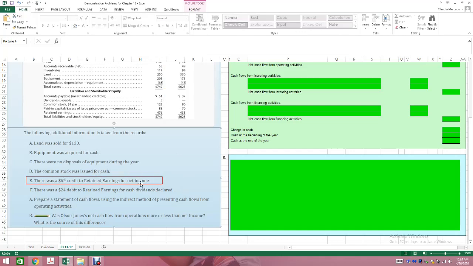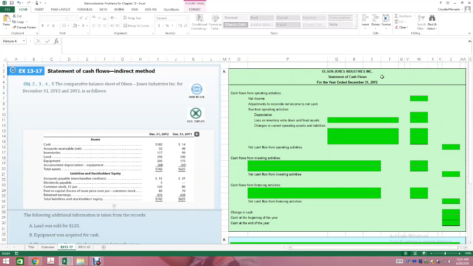So what does that mean? That means that you have a $62 net income reported. They just word it differently. They're letting you know that they've calculated your net income. They've given a credit to retained earnings for net income of $62. So your net income for this particular period is $62, and that is coming from letter E. I'm going to put letter E right next to it, that way you know that I got this information from letter E.